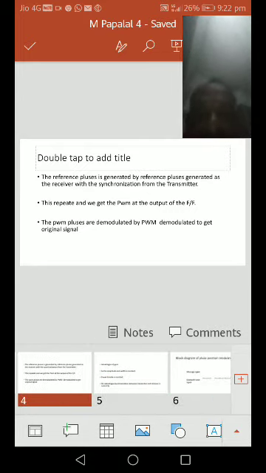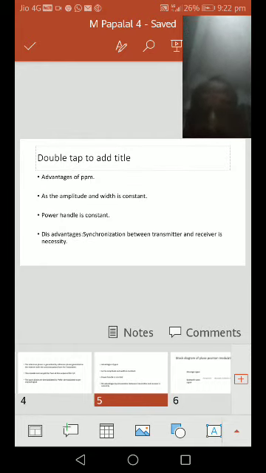To get the original signal, we reconstruct it. Now, what are the advantages of pulse position modulation? First, the instantaneous amplitude and width are both kept constant, so power handling is also constant. These are the two main advantages of PPM over pulse width modulation. A disadvantage is that synchronization between the transmitter and receiver is necessary.